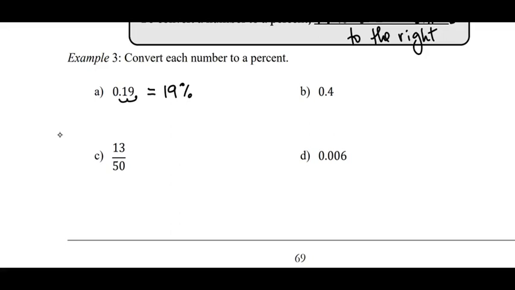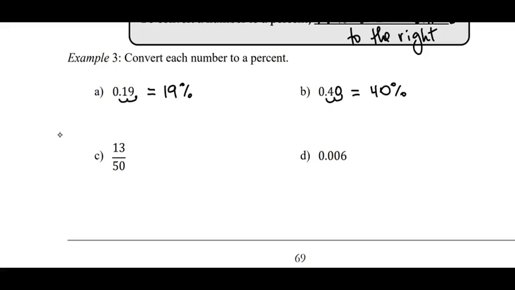In part B, take your decimal point, go twice. Now we do have an empty spot that we're going to fill with a 0. So 0.4 is 40%.